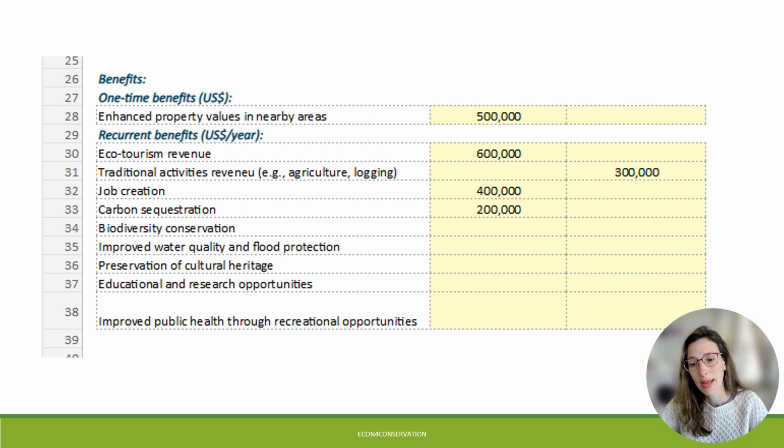Now let's look at the benefits. Similarly, we have a one-time benefit like enhanced property values, and we also have recurrent benefits over the 15-year period, including ecotourism revenue, job creation, and carbon sequestration. Just remember that job creation and carbon sequestration must be monetized to be included in the CBA.